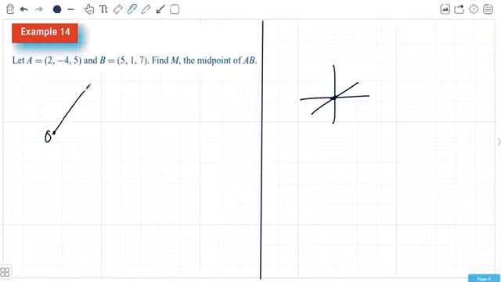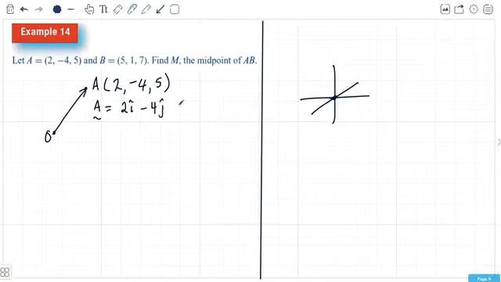We want to draw one vector out to A. The point A is here in space. It's at 2, -4, 5. So in the i, j and k directions, we can write this as a vector. We've imagined that we've got A as a vector, which would be going 2 across in the i direction, 4 down in the j direction, and 5 up in the k direction.